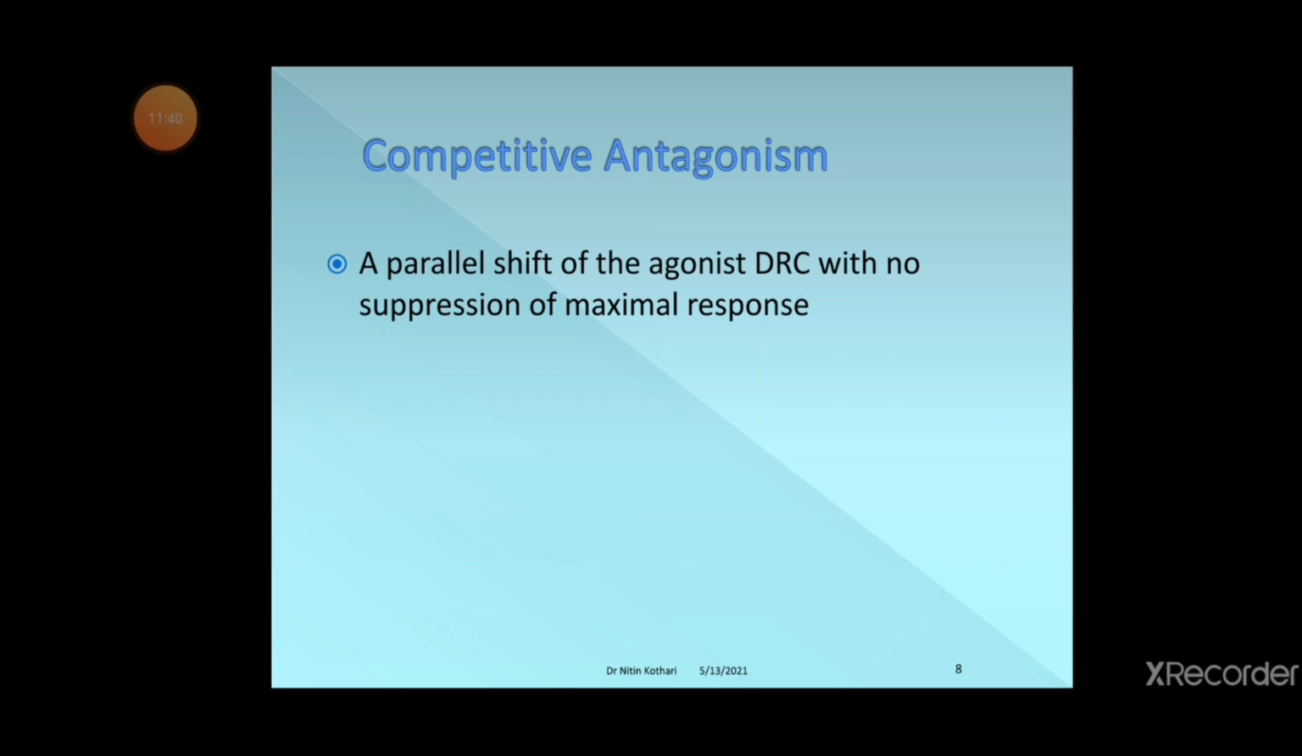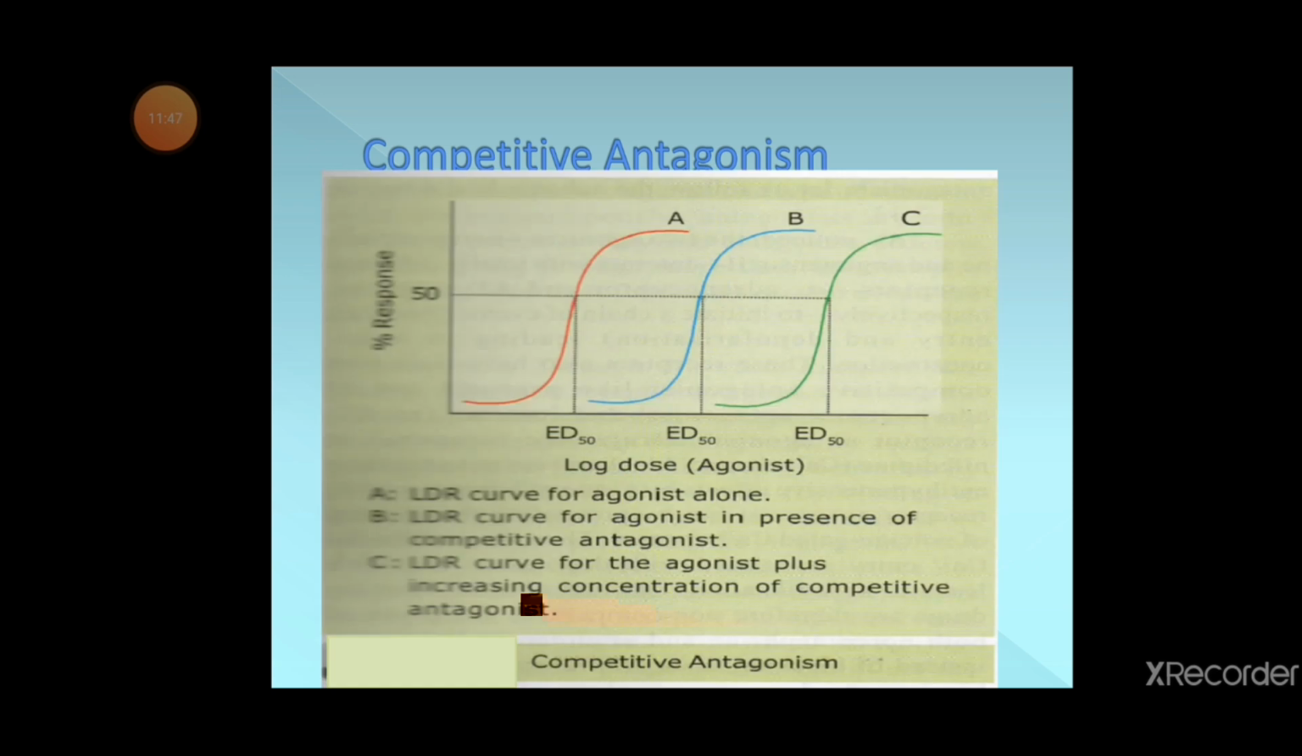This is written here: a parallel shift of the agonist dose response curve with no suppression of maximal response. You can see in this curve, maximal response is intact when the agonist is given alone or when the agonist is given in the presence of antagonist. Maximal response is same, that means efficacy is same when the agonist is given along with competitive antagonist. But the curve is shifted to the right side in parallel.